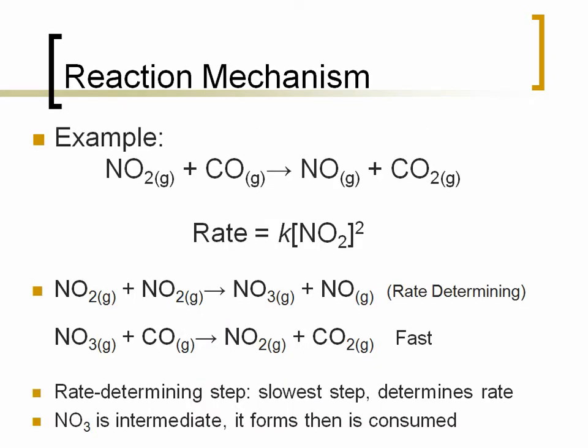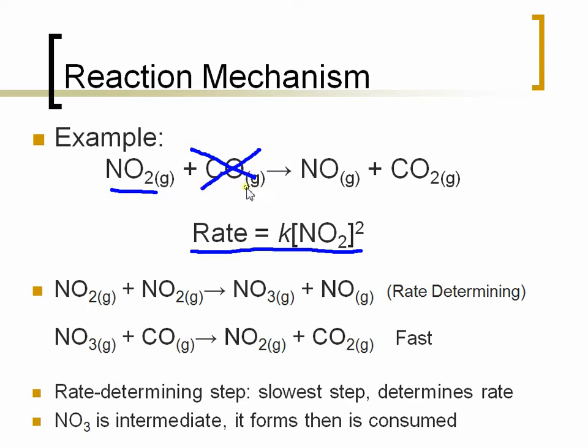Okay, so here we have an example of nitrogen dioxide gas reacting with carbon monoxide to form nitrogen monoxide and carbon dioxide. So here's the chemical equation. It was determined by experiment that the rate law was given by this. If you notice here, the rate law depends on NO2. It does not depend on CO. So it depends on this, and it does not depend on this.